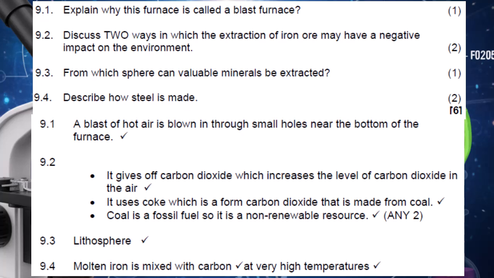Okay. Q9.2 asks for 2 negative environmental impacts of extracting iron this way. Yeah, this process isn't exactly eco-friendly. A major one is the release of carbon dioxide, CO2. Burning the coke releases CO2, and the limestone added to remove impurities also decomposes, releasing more CO2. And CO2 is a greenhouse gas contributing to climate change. Right, that's impact number 1.